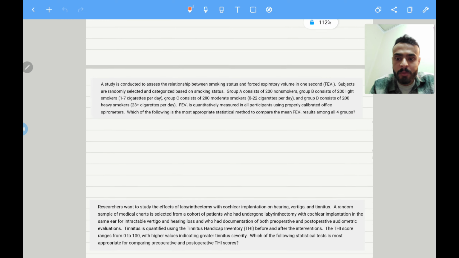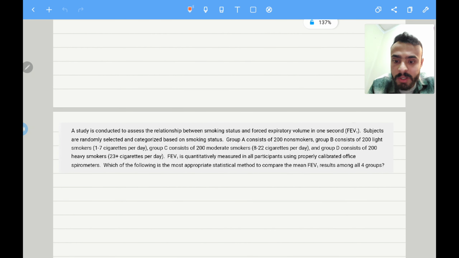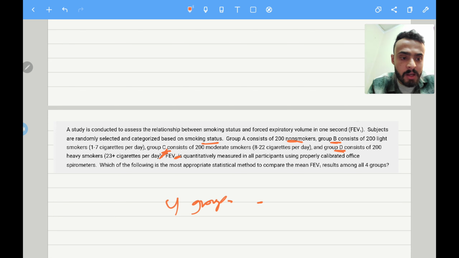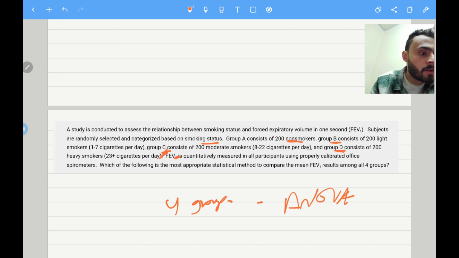Now, let us apply for some questions. A study is conducted to assess the relationship between smoking status and FEV1. Subjects are randomly selected and categorized based on smoking status. We have Group A, Group B, Group C, Group D. So 4 groups till now. This is the first point to answer the question. Second, will I collect the data in categories or in numbers? I will measure FEV1, so this is numbers. So I will use ANOVA.